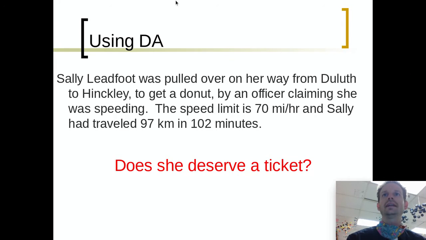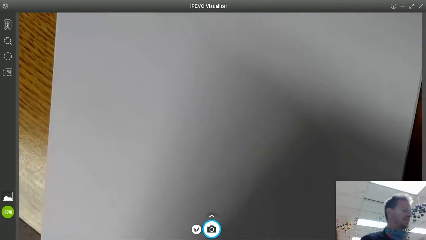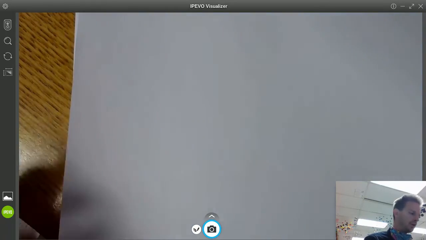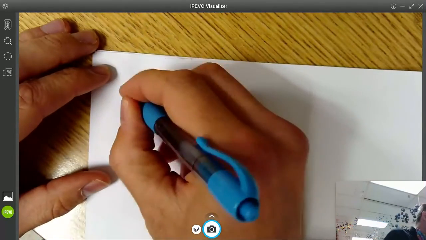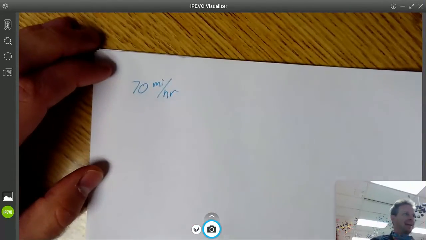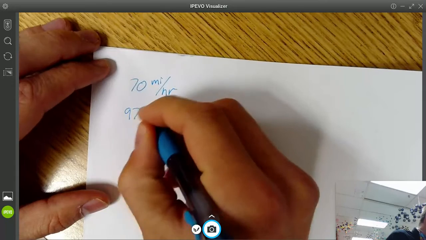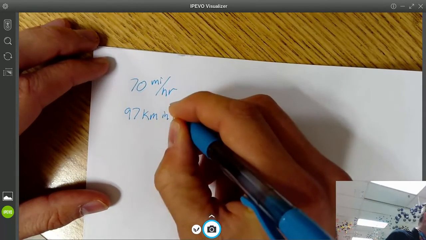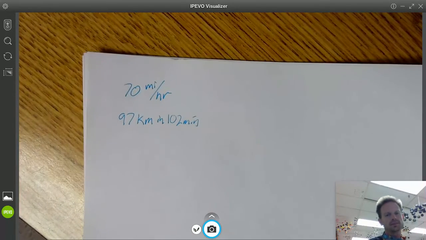All right, I'm going to click over so we can see, and we'll start writing that stuff down. All right, so let's take a look at this guy. I'm going to flip this upside down. All right, so we have two different things. We know that we have 70 miles per hour. Okay, and we know that Sally was going 97 kilometers in 102 minutes.